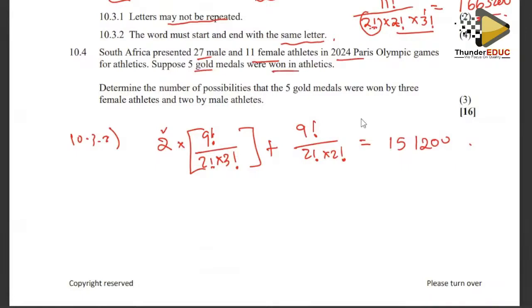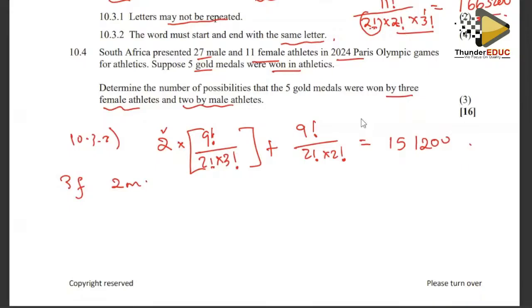Then 10.4, they're telling us that South Africa presented 27 male and 11 female athletes in 2024. Suppose 5 gold medals were won in athletics. Determine the number of possibilities that the 5 gold medals were won by 3 female and 2 male. So 3 female and then 2 male.